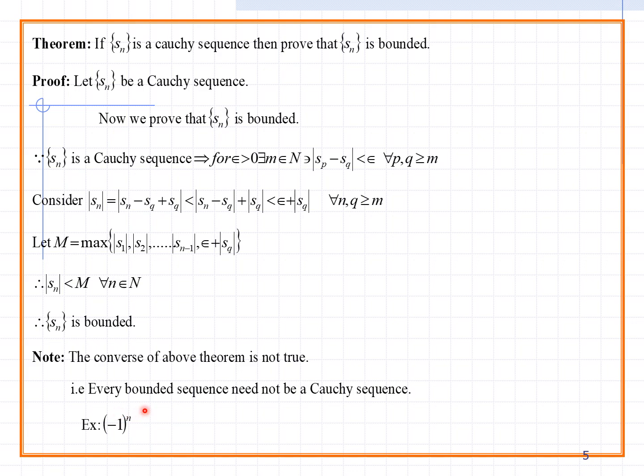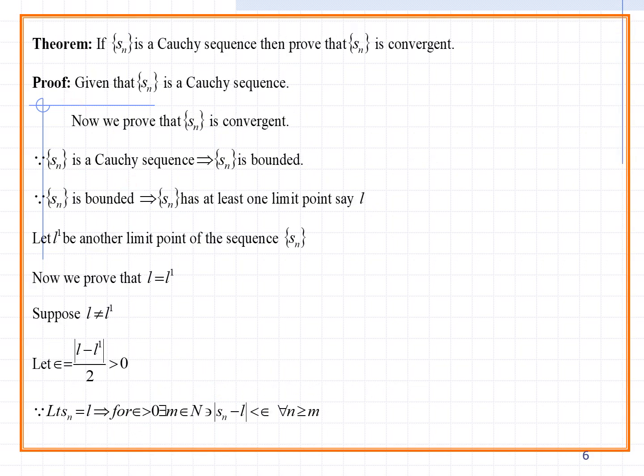Note, the converse of the above theorem is not true. Why? Because a bounded sequence is not necessarily a Cauchy sequence. A convergent sequence is bounded, but a bounded sequence is not necessarily convergent, for some particular reasons. So a Cauchy sequence is bounded, but a bounded sequence is not a Cauchy sequence. Why? Because bounded means there are two limit points, like lower and upper. So every bounded sequence need not be a Cauchy sequence. For example, minus 1 power n. Why? Because minus 1 is one limit point and 1 is another one. The two limit points exist, so that is why it is not convergent.